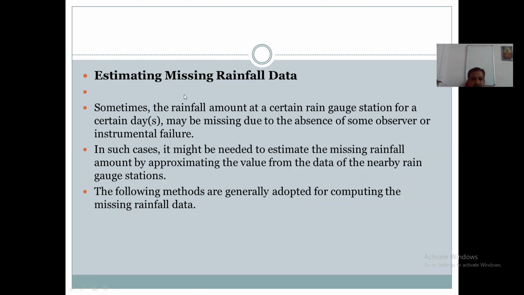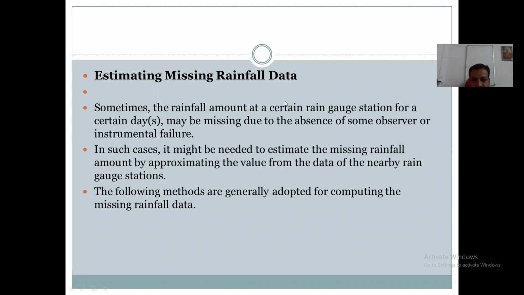Now we are going to see how to estimate the missing rainfall data. If the instrument has failed, the rain gauge does not show the proper readings, or there may be absence of the observer or engineer who is employed to record the readings from the rain gauges. So in that case, what should we do? How to estimate that missing rainfall data?